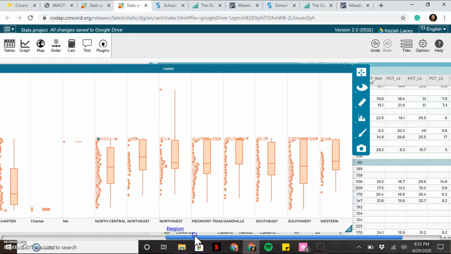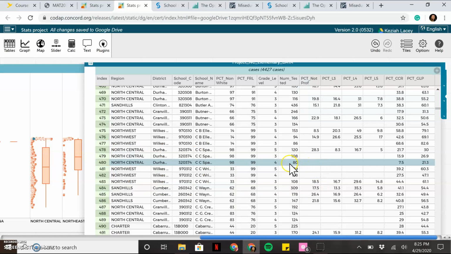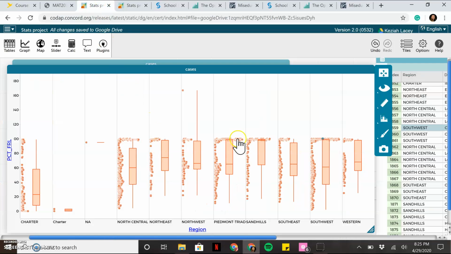And this school happens to be the C.C. Spalding's Elementary School in the Durham Public Schools area in the North Central region. So I will go back to this one just because this is a nicer picture to look at.